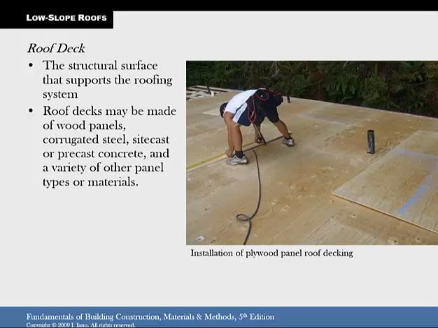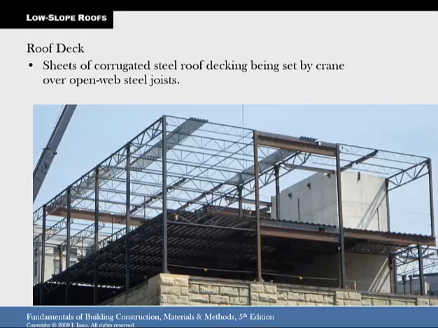Okay, roof deck is a structural surface that supports the roofing system. It can be wood panels, it can be steel, it can be concrete, a variety of different materials. Of course, this picture is showing wood panels. In this picture, you can see there's sheets of corrugated steel on top that are going to form the roof decking, and then they'll probably pour some lightweight concrete on top of that. So that's a steel structure, roof decking. And then, of course, there's roof joist, steel bar joist underneath that.